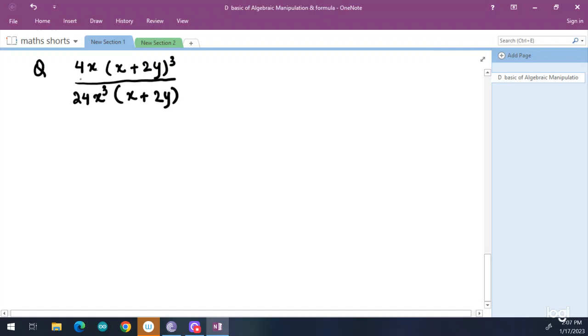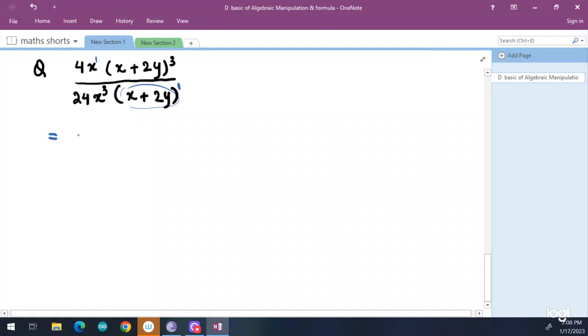We can see this 4 can be cancelled with this 24, and this x and this x cube can be cancelled out in some way. And this whole x plus 2y is a whole term, and it will be cancelled with this whole. So we can see here the power is 1, so the lesser power will go towards this power 3, the cube. So here you can see the power 1, this will go down.